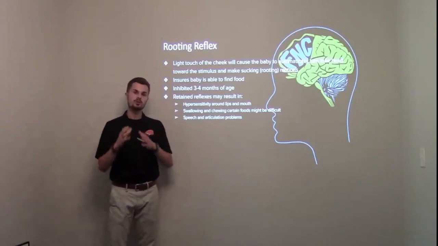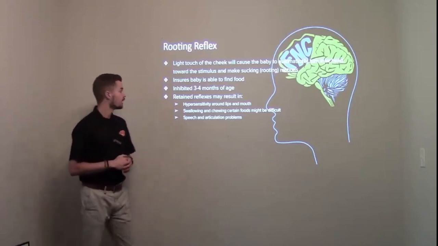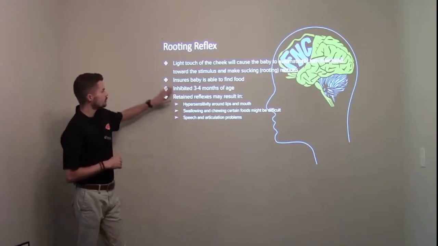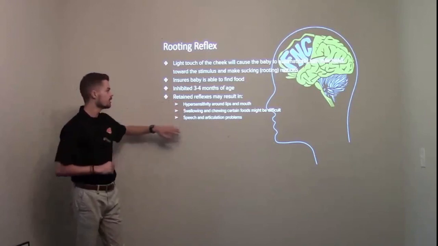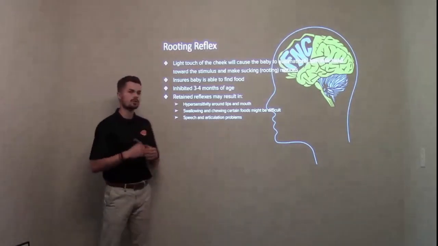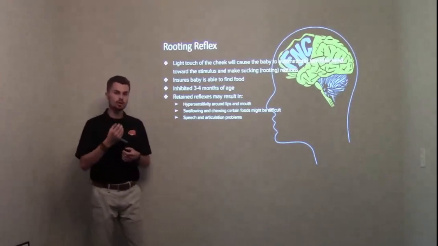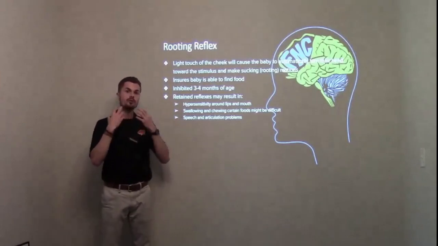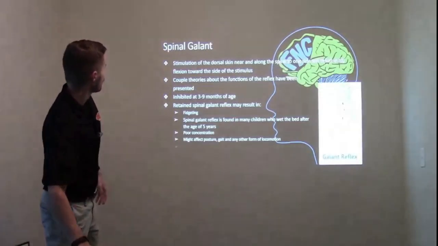Okay, but we're also going to test this in adults and see if they still have these reflexes on or uninhibited. So this should be inhibited at 3 to 4 months of age, and if it stays retained, you might see hypersensitivity around the lips and mouth. You might have difficulty swallowing and chewing certain foods, and you might have speech and articulation problems. So this reflex helps stimulate the coordination of those muscles around the mouth. Okay, then let's go to the next one, spinal Galant.